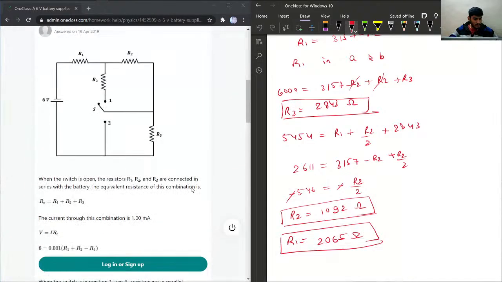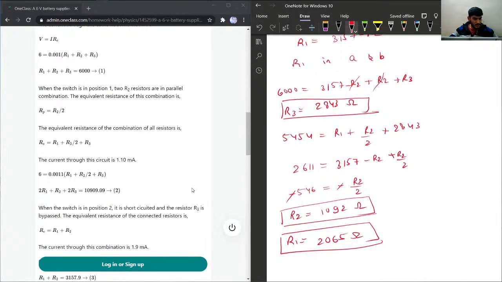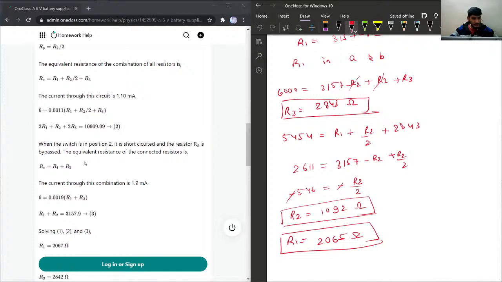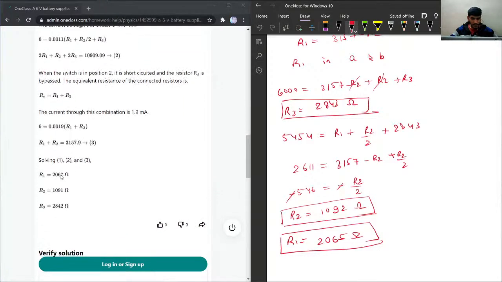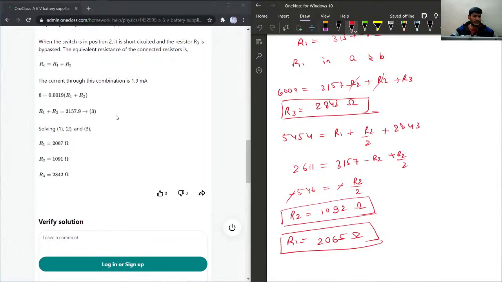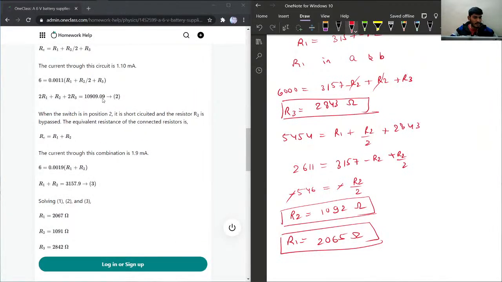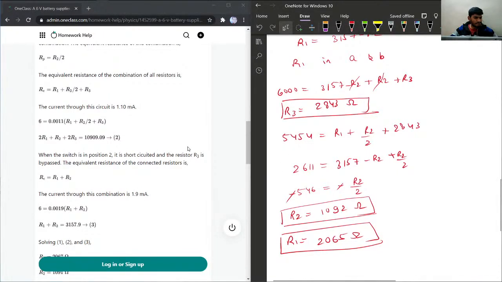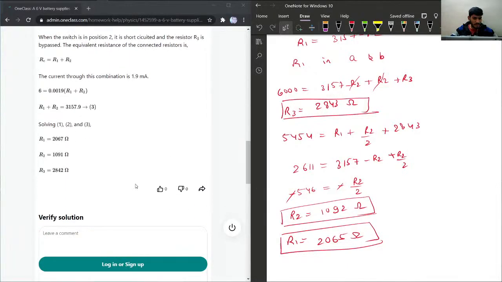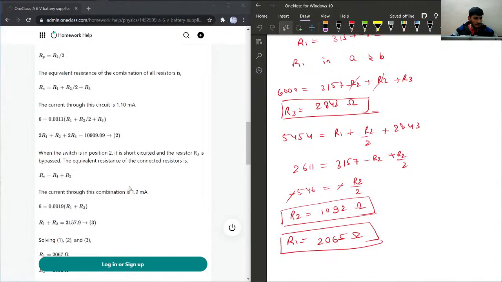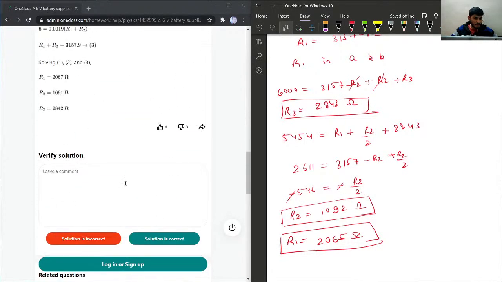So I'll just cross check the solution given by Junior Tutor. This is 2067. Okay, then we have 1091, and then we have 2842. So there is a little bit of error which is acceptable, because here they have taken till 2 decimal places, but I haven't taken any decimal place. So this is pretty much acceptable. And yeah, the solution given here is correct.